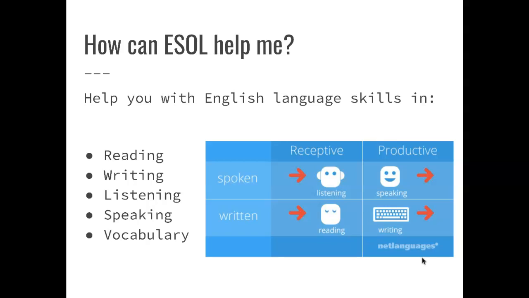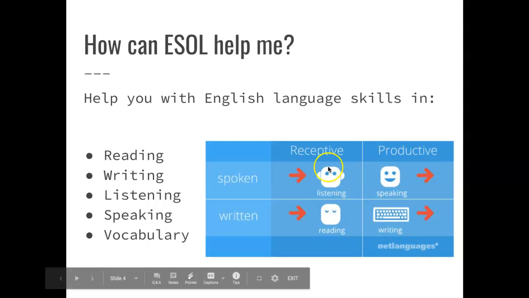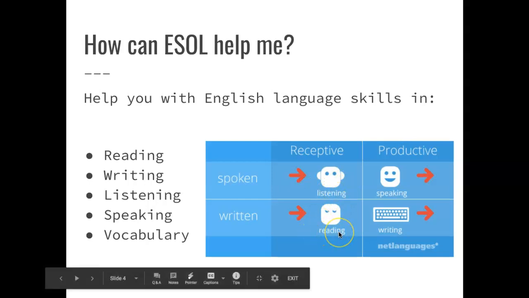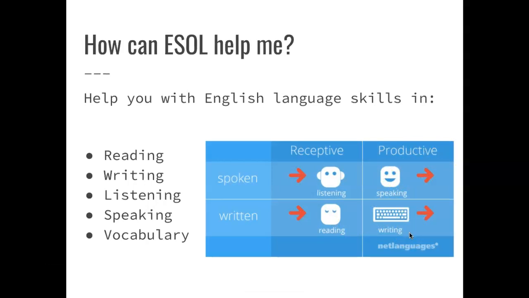So there are 2 parts of any language. Receptive skills, you can see in this little chart, and productive skills. So receptive skills are about, do you understand the language? When you're listening to people talk or reading what they've written, can you understand? And productive is, can you make that language? Can you speak and write? And can other people understand you?